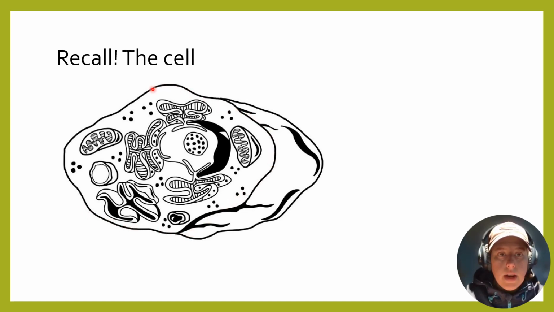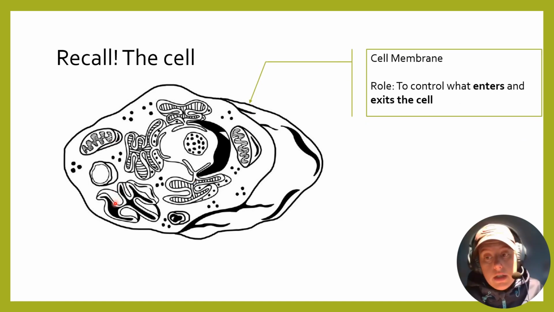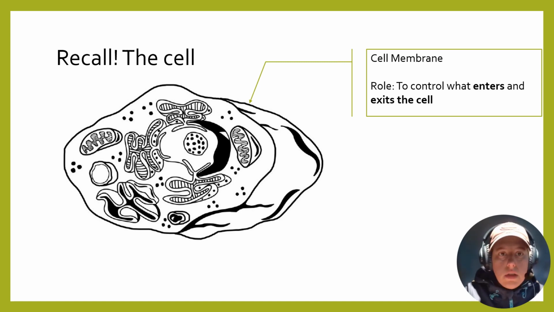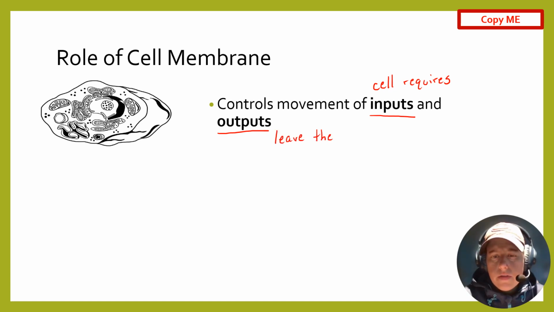Our cell membrane controls what enters and exits the cell, which is actually extremely vital for diffusion and osmosis because the cell membrane controls things that go in the cell and things that go out of the cell. So our cell membrane is controlling the movements of our inputs. Our inputs are things the cell requires. And our outputs are things that leave the cell either because it doesn't require it, it's considered a waste product, or it needs to go somewhere else.